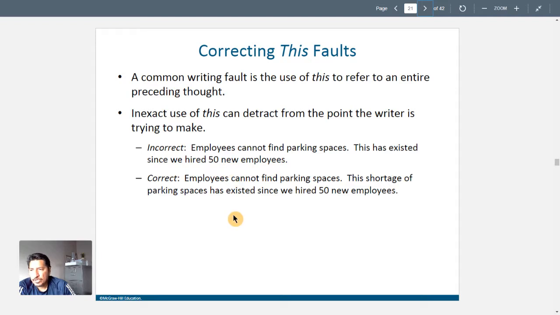Now, what would be the correct sentence for this? Employees cannot find parking spaces. This shortage of parking spaces has existed since we hired 50 new employees. See the incorrect and correct version of the sentences.